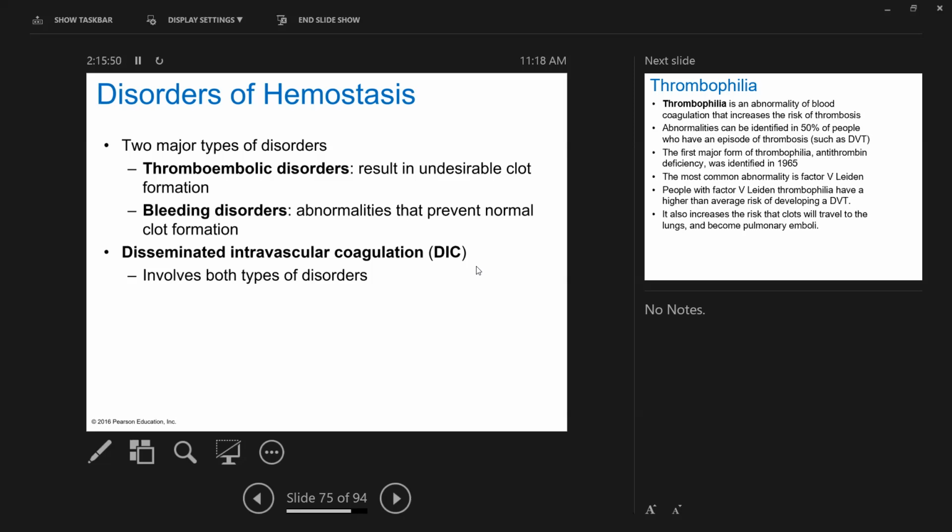So your problems are, do you clot too easily, or do you fail to clot? Do you bleed easily? So you're clotting or bleeding. Those are your disorders here. And then, of course, there's the extremely lucky individual who has both of those that can occur.